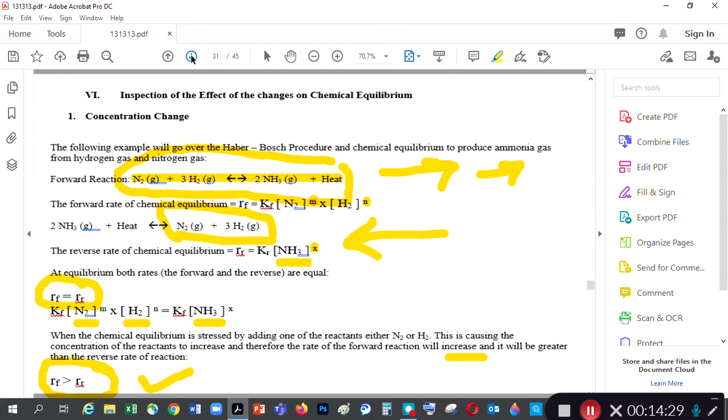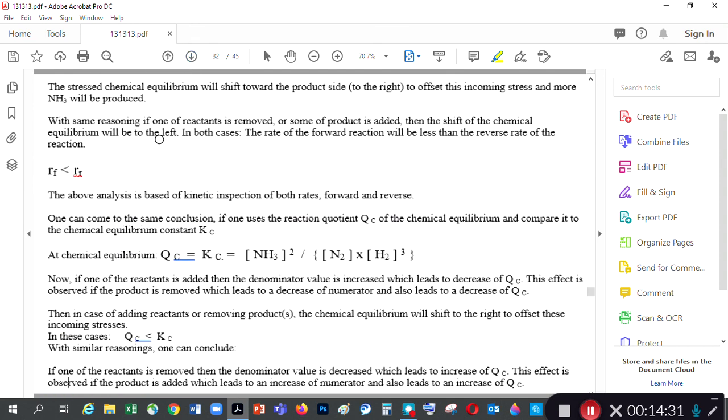Now, by the same token, you can reverse it. If you add more of the products, then you can get the reverse higher than the forward. So here the reverse is higher than the forward, correct? Now you can see, with all this inspection of the kinetics, how the stress affects the chemical equilibrium shift.